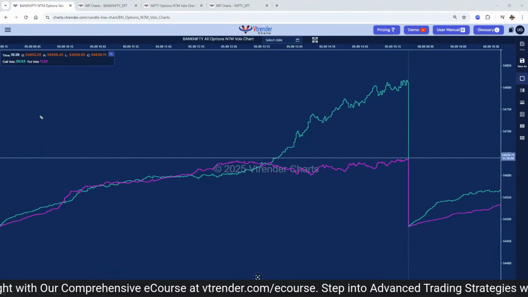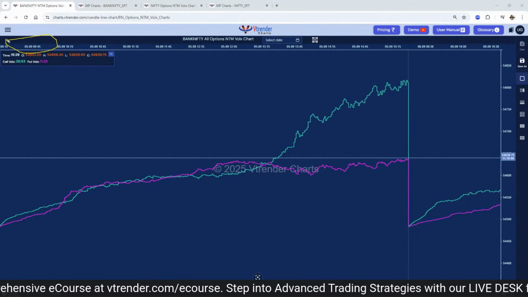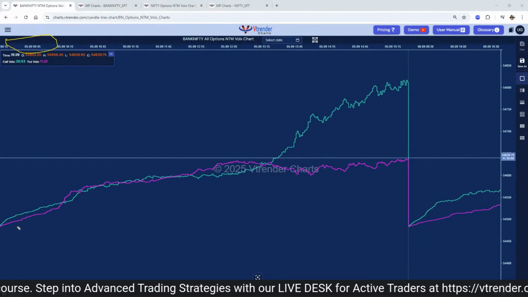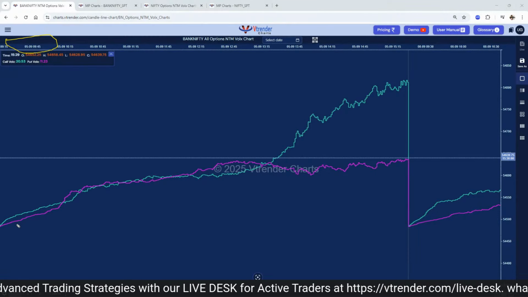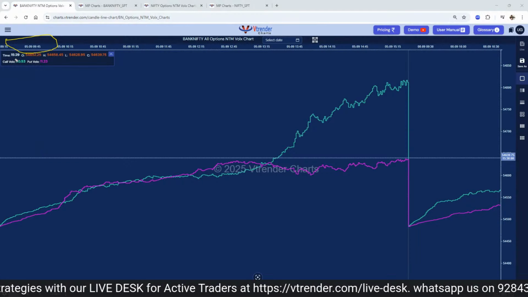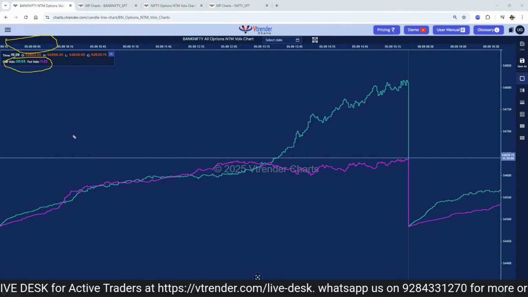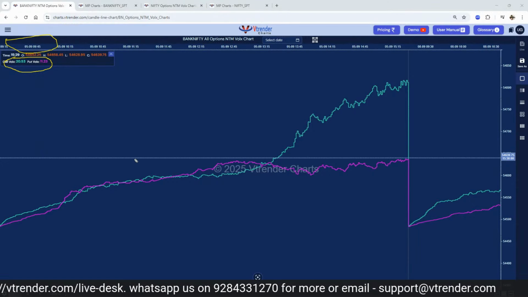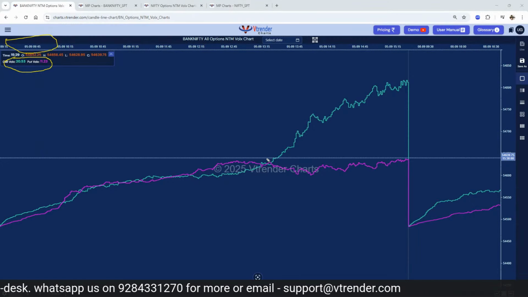So we are at 5th of September. This is the Bank Nifty Volume X. So same thing, the Volume X lines in Bank Nifty would be very low because you can see the ratio is very small compared to what you see in Nifty. But nonetheless, it does show us what the option inventory is doing and how we are placed.